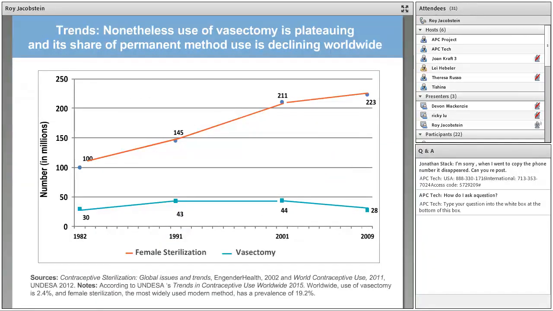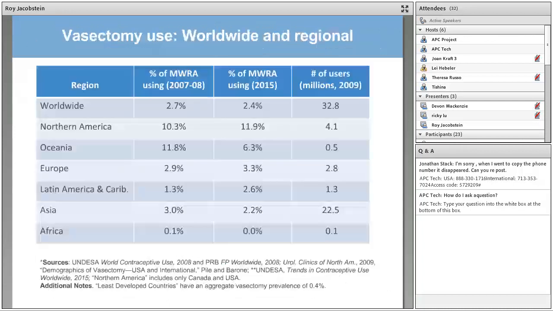Nonetheless, with all that said, this slide shows the trends in permanent method use over the last several decades, and you can see that vasectomy has essentially plateaued, even though the number of people in the world has more than doubled, and female sterilization has generally kept up with that. So in 1982, the ratio was roughly 1 in 3, and now the ratio is 1 in 8. So that's one way of looking at the status of vasectomy.